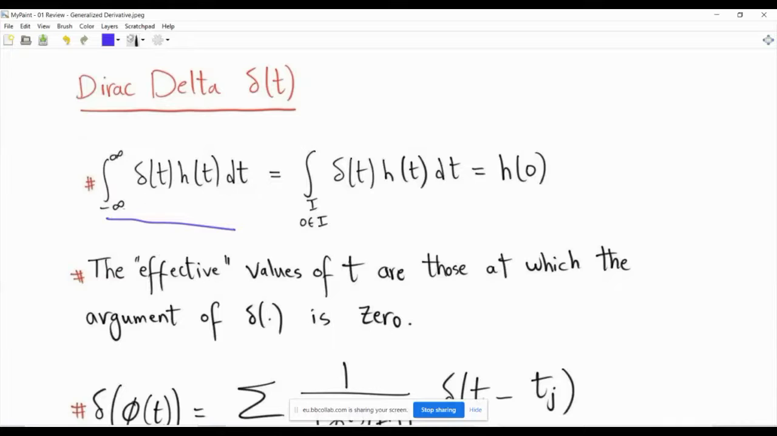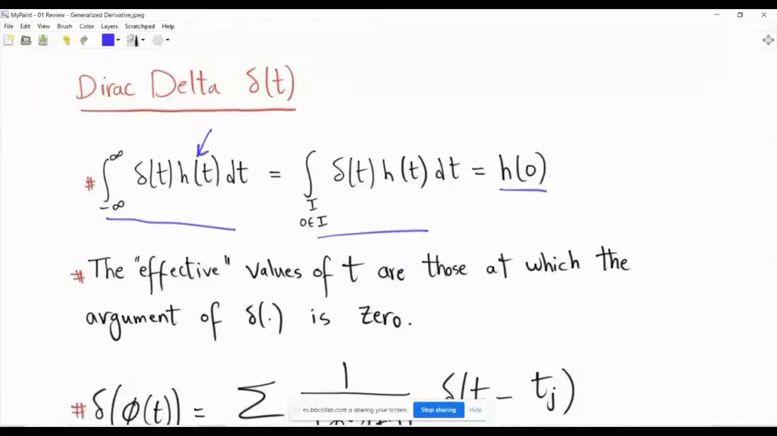So again, the integral from minus infinity to infinity of delta(t) h(t) will give you the value of this function at 0. This is a function, and we'll assume that the domain is R, and so it has a specific value at t equals 0. And it doesn't harm if you limit your domain of integration, so long as it includes 0 as an interior point. Then you also get h(0).